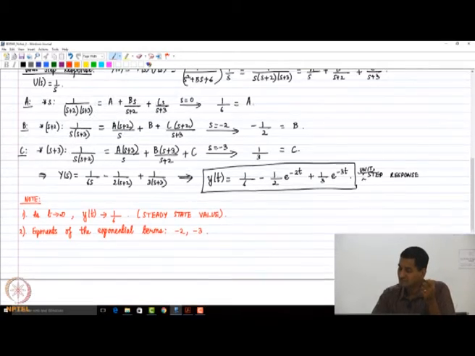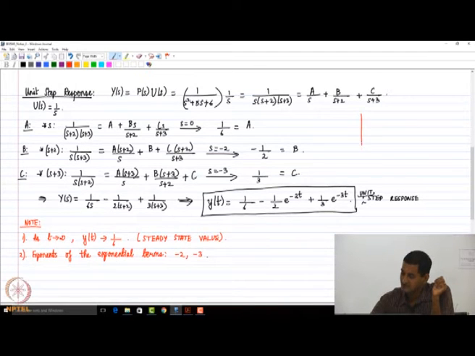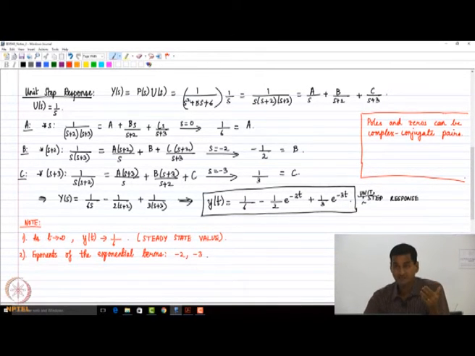But in general, poles and zeros, let me write it as an aside here, can be complex conjugate pairs. We could also have complex conjugate poles and zeros. Can I have complex numbers as poles and zeros? Yes, I can, but I need to also have the conjugate as a pole.